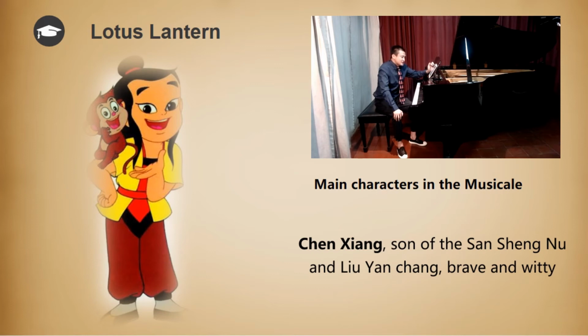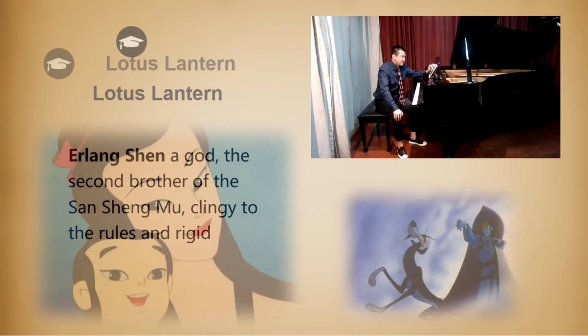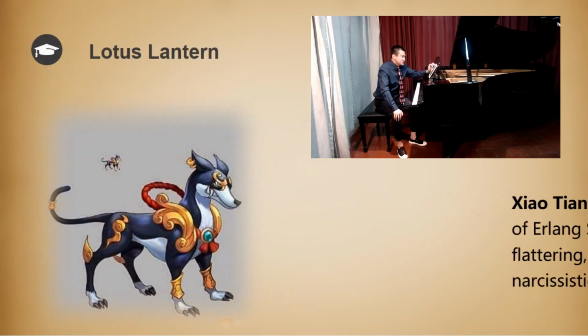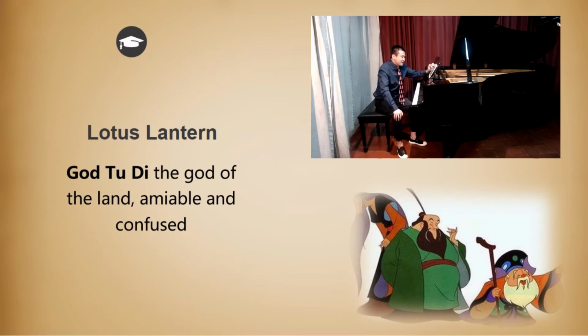These are the main characters in the play. Chen Xiang, son of the San Sheng Mu and Liu Xi, brave and witty. Er Lang Shen, a god, the second brother of the San Sheng Mu, clingy to the rulers and rigid. San Sheng Mu, a god, kind and loving. Xiao Tian Quan, a dog of Er Lang Shen, flattering, cunning, narcissistic. God 土地, the god of the land, amiable and confused.